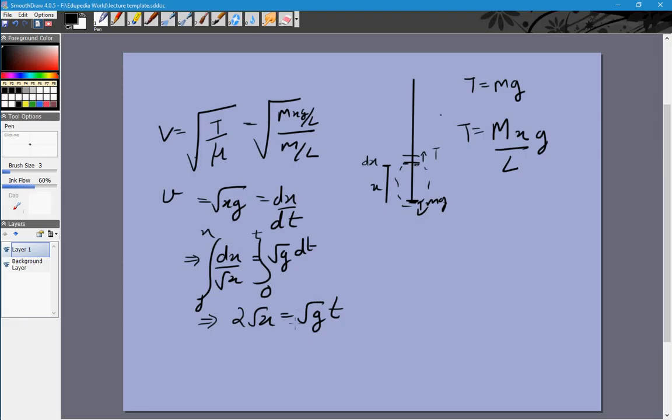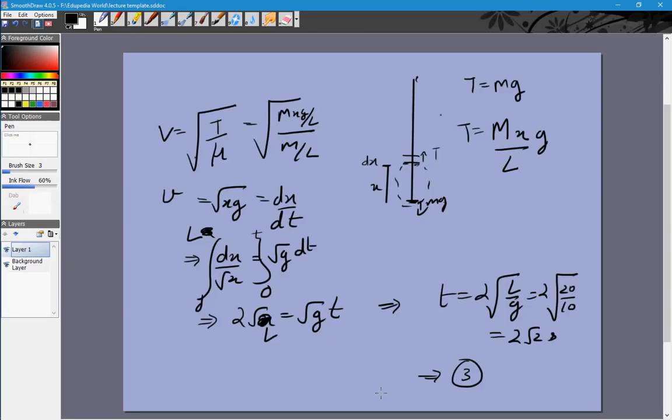And we need to find out the time taken for it to reach. So this should be L, by the way. The final limit will reach at L. So 2 root L will be root g T. So T is equal to 2 times root of L by g is equal to 2 times root of 20 by 10, or 2 root 2 seconds. So the answer will be option 3. Let's look at the next question.